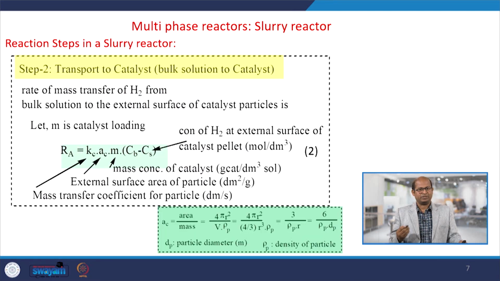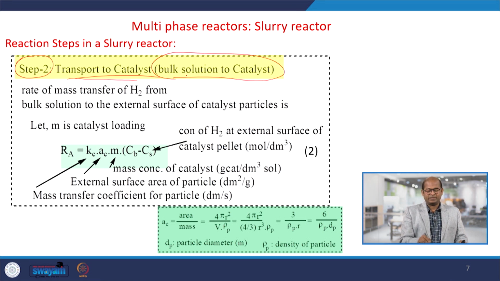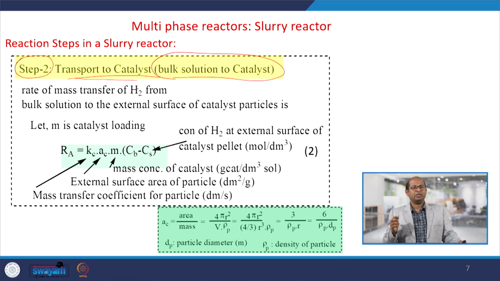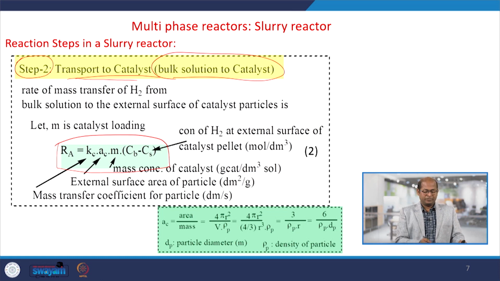This is the rate of mass transfer for the gaseous component hydrogen from the interface to the bulk. Next is step 2, transport from the bulk solution to the catalyst surface, from Cb, the bulk concentration, to Cs. The resistance is there between these two points, so we develop the rate of mass transfer equation. The rate of mass transfer of hydrogen from the bulk solution to the external surface of the catalyst we can express as R equals Kc Ac m into Cb minus Cs. Cb minus Cs is the driving force between the bulk concentration of hydrogen and the catalyst surface concentration.